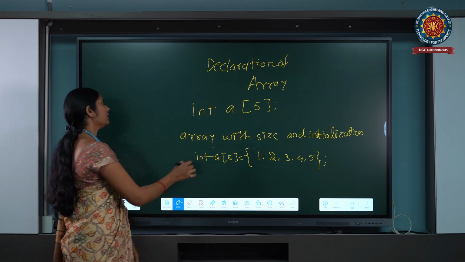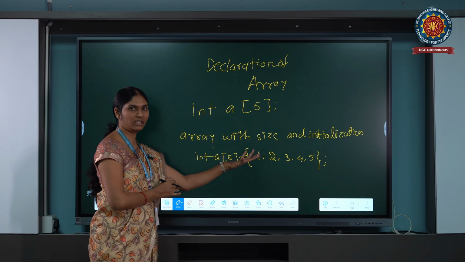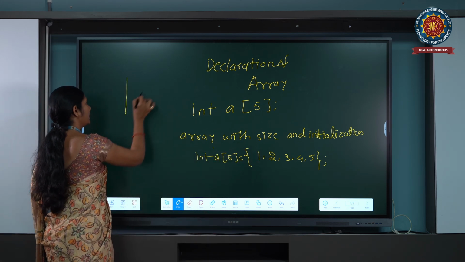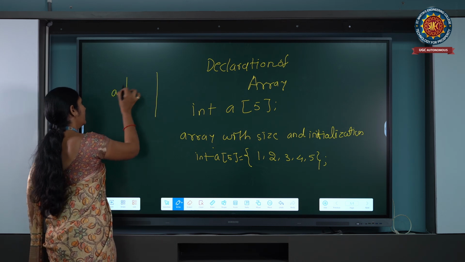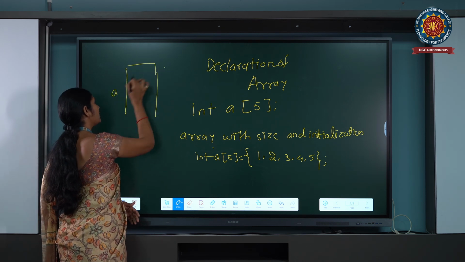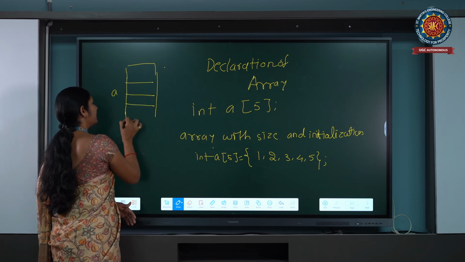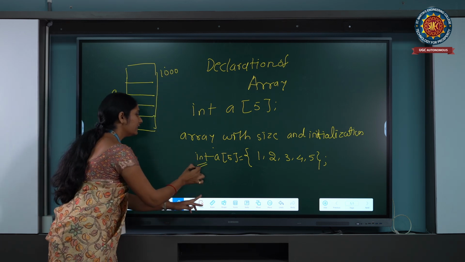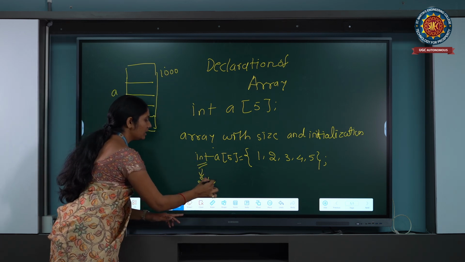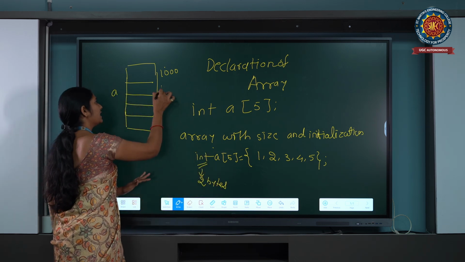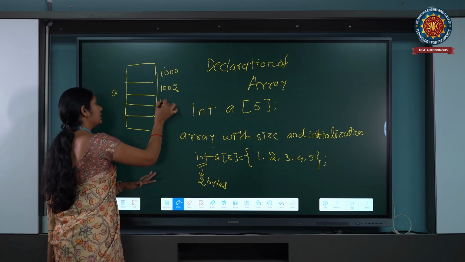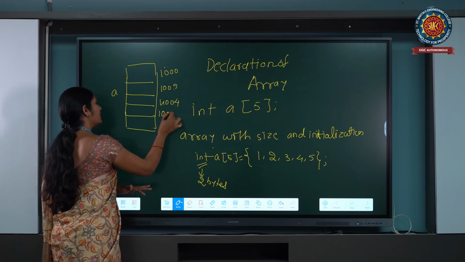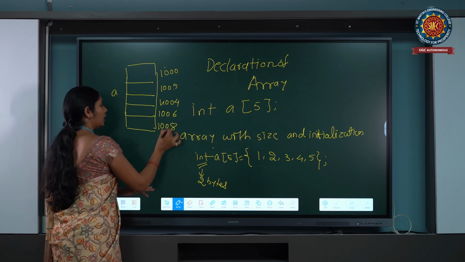Now next, how will the memory be allocated for this array and how are the elements stored in that memory? As I explained before, the name of the array will be A and the index values start from the address of the array, considering 1000. Considering it is integer type, it allocates 2 bytes. The next address will be 1002, then 1004, 1006 and the last element will be 1008.